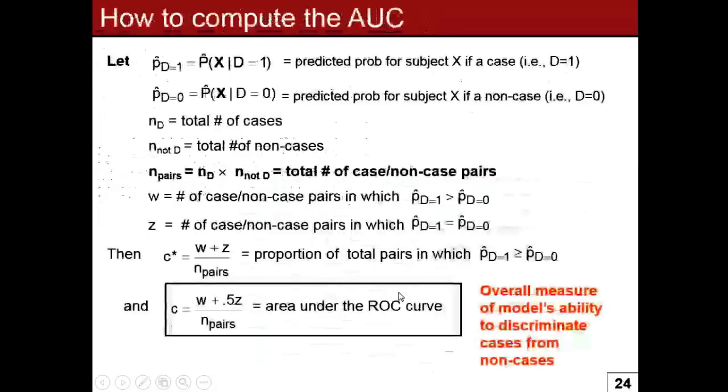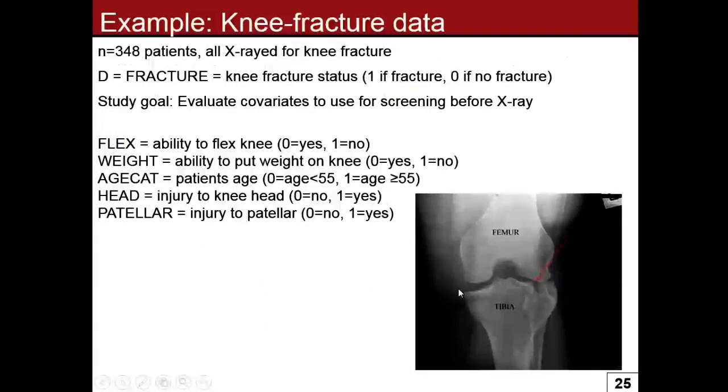And so let's actually jump into an example. Can anyone read x-rays here? Anyone? We should have some physicians that might know.